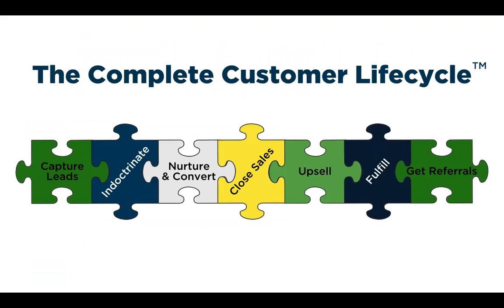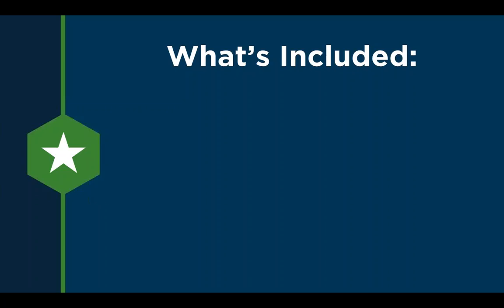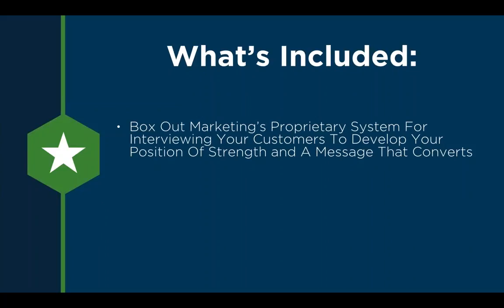So again, I present to you the complete customer lifecycle. This is our flagship service that we offer to our customers, where we build all of this for you. It's literally the fastest way you can get all of this done the right way, in a way that makes results in your business. So what's included? Well, first, Box Out Marketing's proprietary system for interviewing your customers to develop your position of strength and a message that converts. Like I said at the beginning, that's the most important part.